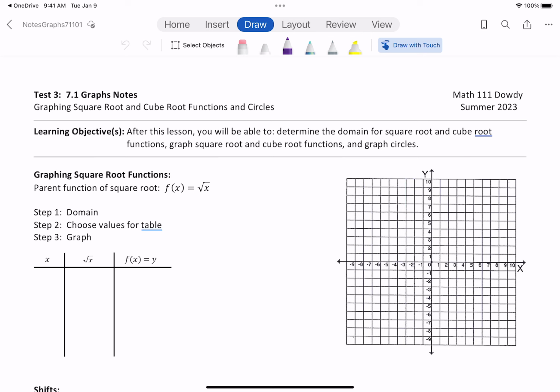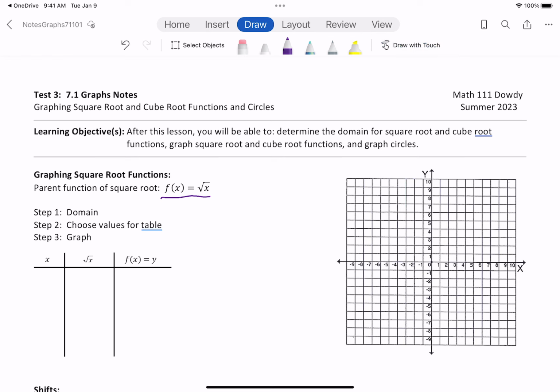Alright, we have made it to the last lecture for test 3, and this one is a little lengthy, but we're going to be covering pretty much the same stuff, so it's not a lot of different things, just showing the different forms that the graphs can come in. So we're going to look at graphing square root and cube root functions, and then we're going to look at graphing circles.